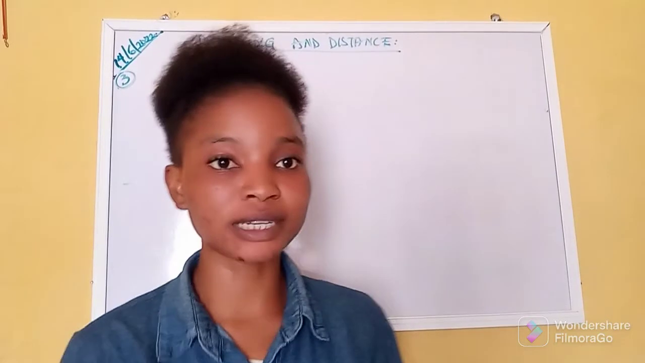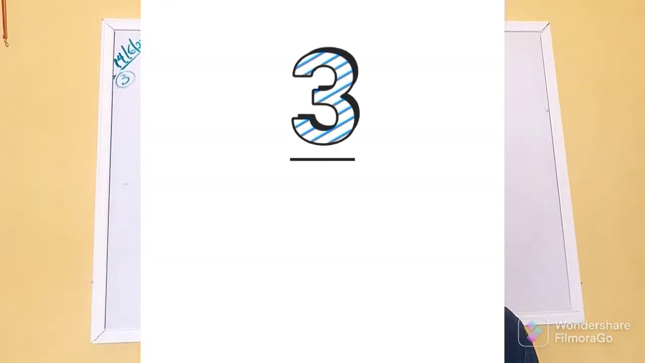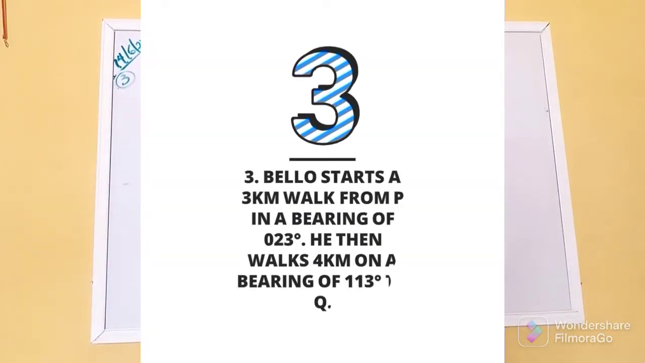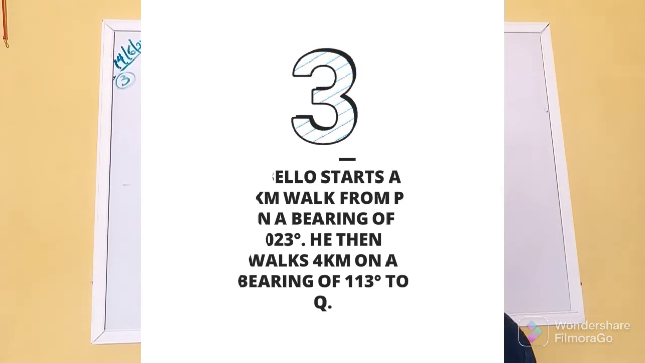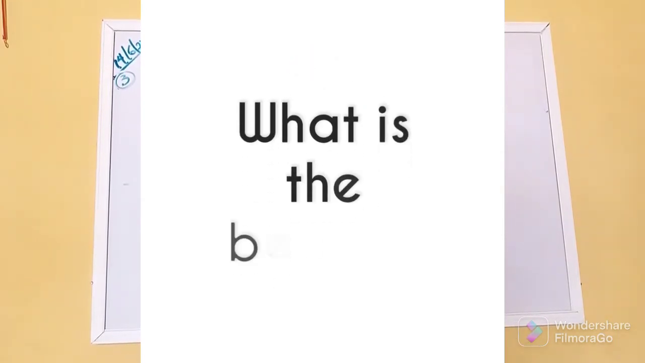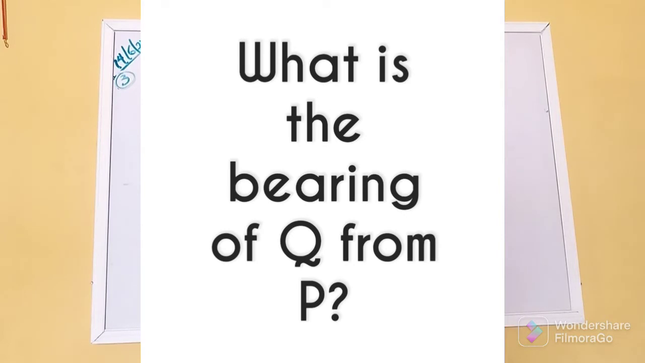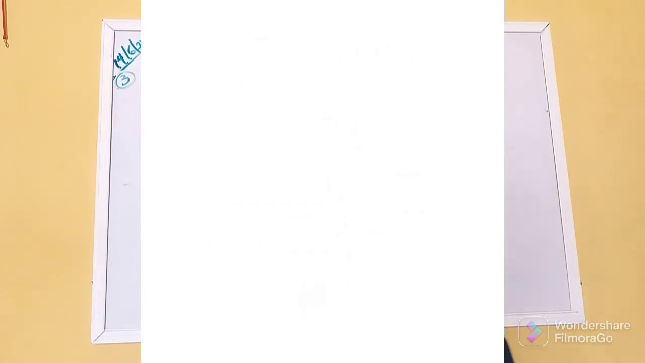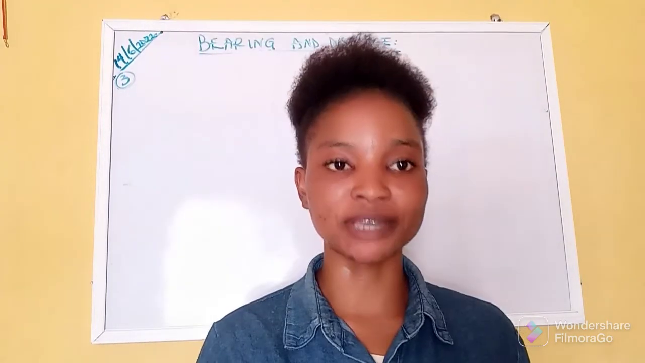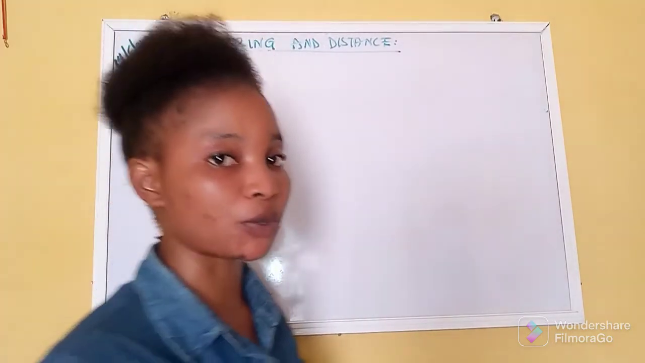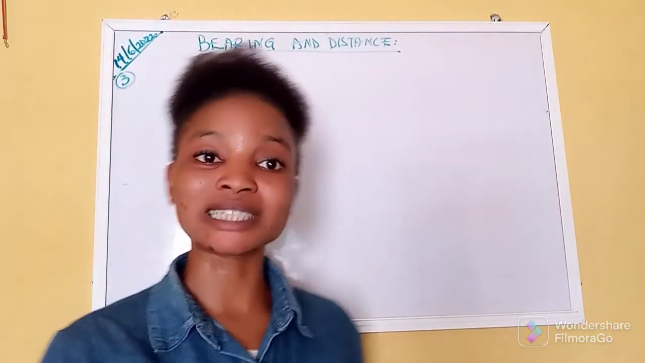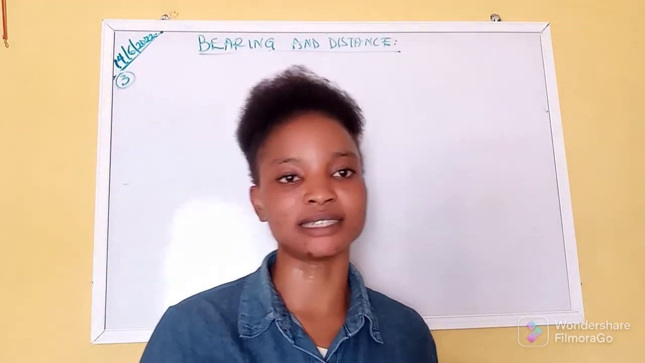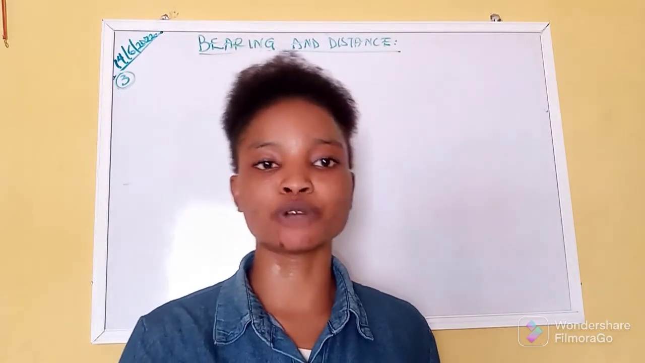So the next question is, Bello starts a 3-kilometer walk from P on a bearing of 023 degrees. He then walks 4 kilometers on a bearing of 113 to Q. What is the bearing of Q from P? Still the same bearing question, but most times it can be technical, and that is why I'm trying to select the technical ones so that you don't have problems solving them.